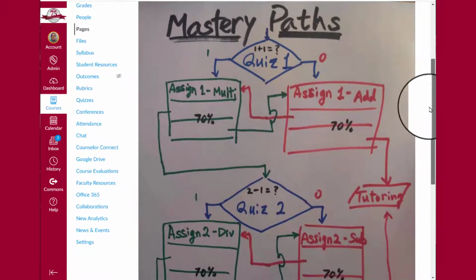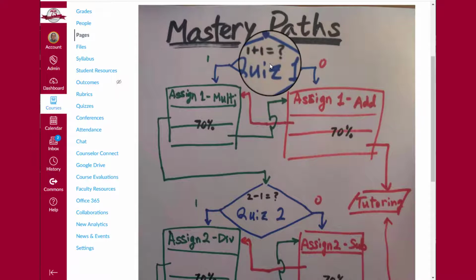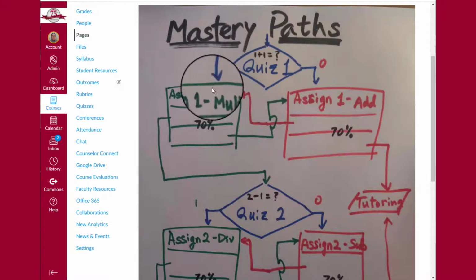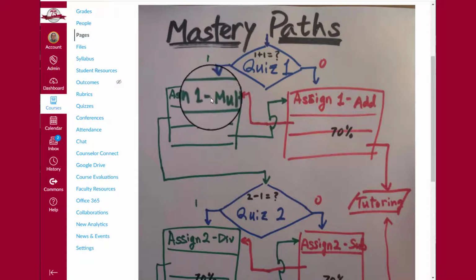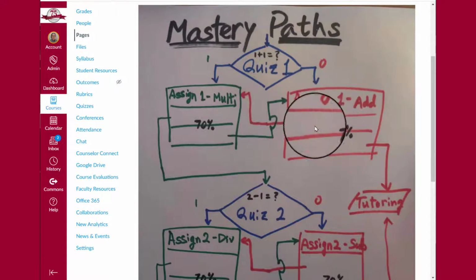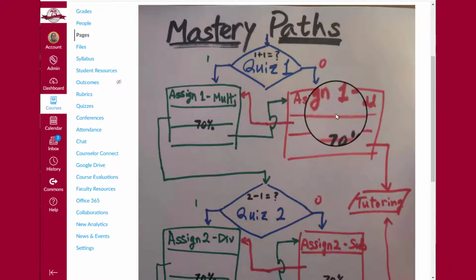Addition in mathematics is a foundation for multiplication. So if a student has mastery of addition, they will be asked to move on to the multiplication assignment. If they do not reach mastery for addition, then they will go to the addition activities.